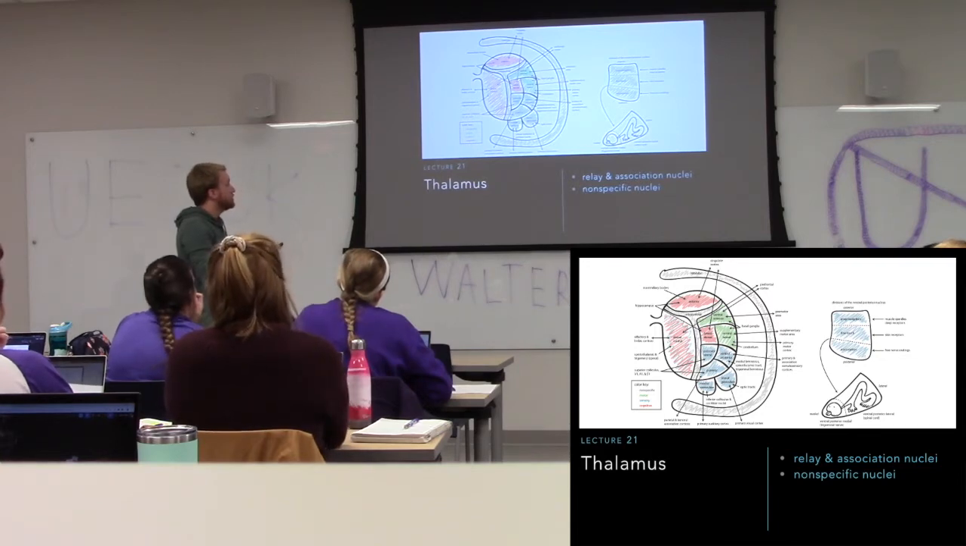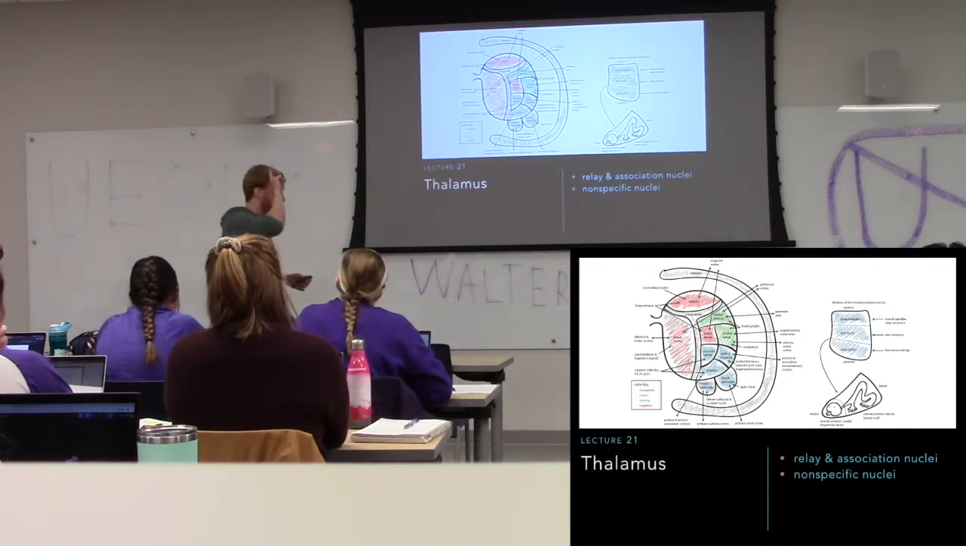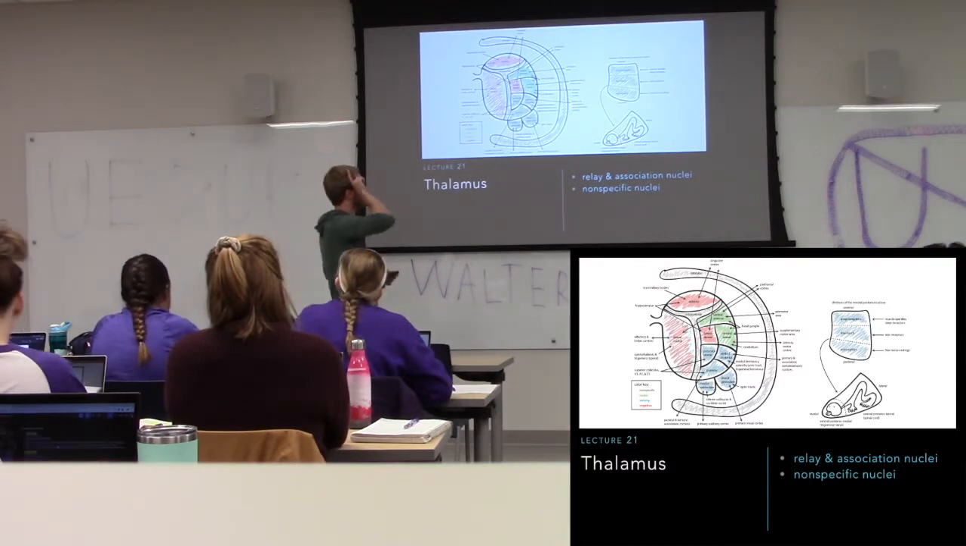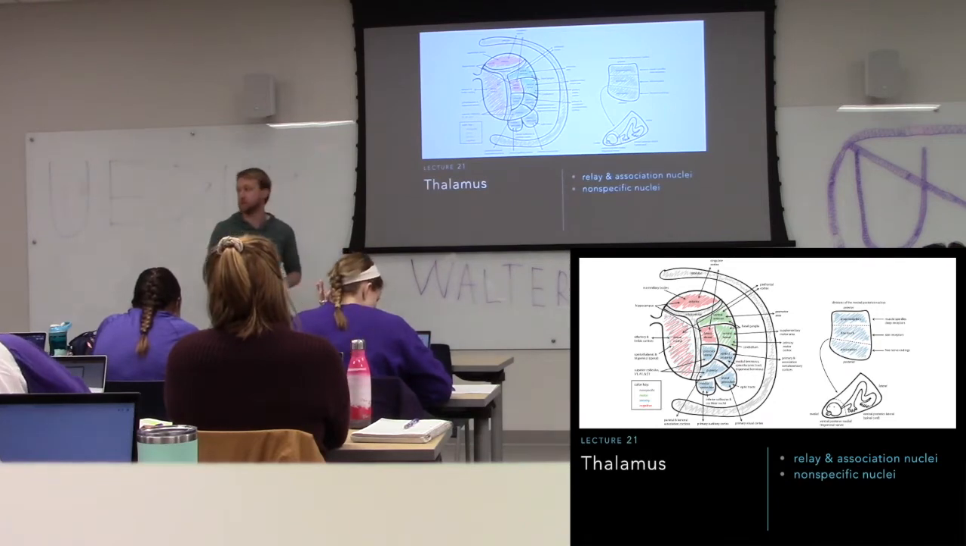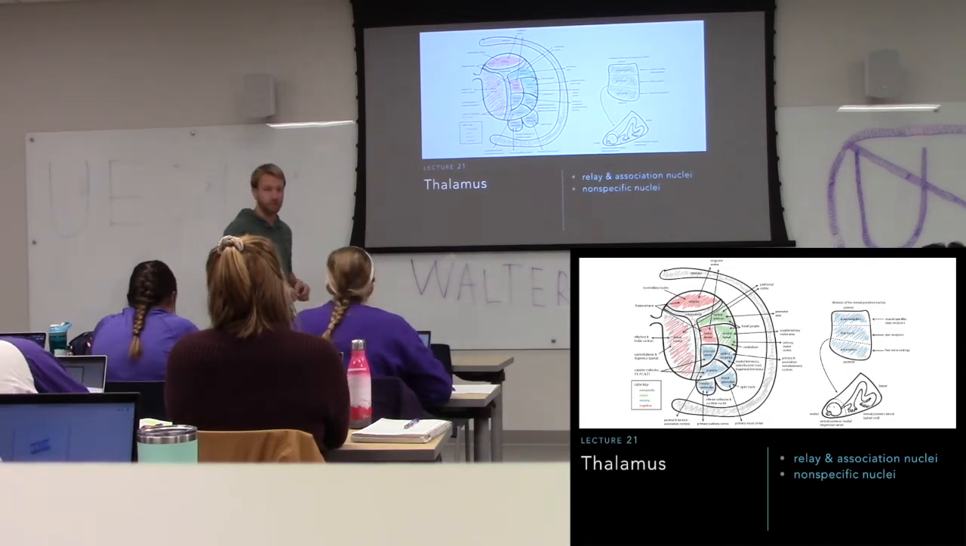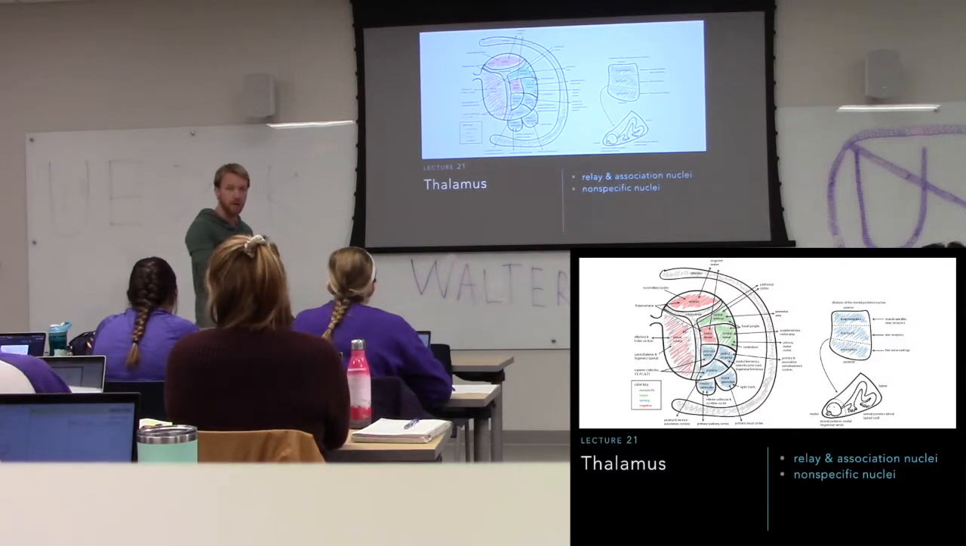Green is in front of the blue, motor is in front of the sensory, just like it is in the cortex. Your primary motor cortex is going to be right in front of your primary sensory cortex. Motor tends to be more anterior to sensory. This is also true in the spinal cord as well. Your posterior columns are sensory and your corticospinal tract is anterior to that.